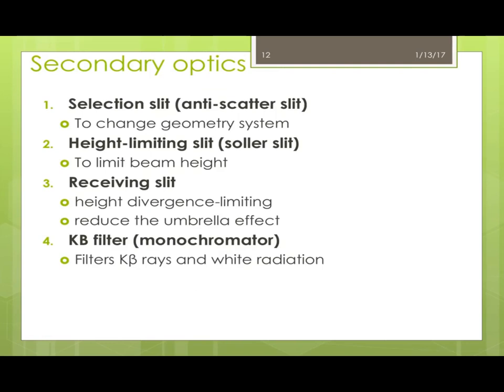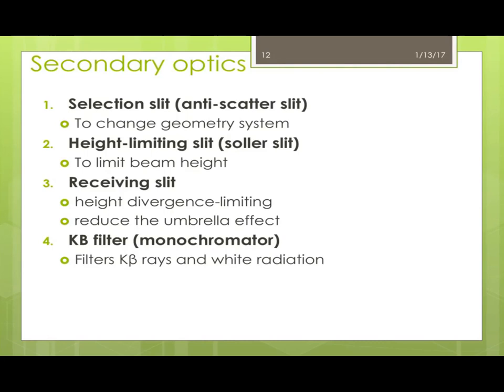Let's take a look at the secondary optics. The secondary optics are on the receiving end of the X-rays that were diffracted by the sample, and can be broken down into four main parts. The selection slit, which is known as an anti-scatter slit, reduces the diffusion or scattering of the X-rays that occurs due to amorphous or air scattering. The height limiting slit, which is again a type of solar slit, reduces the axial divergence and limits the beam height. The receiving slit is next.